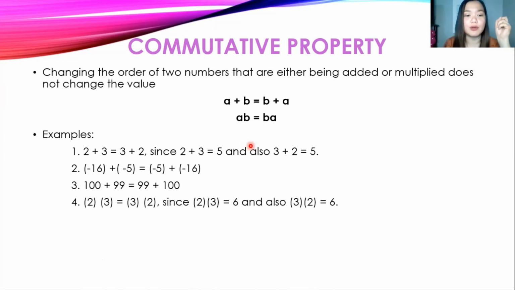So let's have the fourth example. It's multiplication this time. 2 times 3 equals 3 times 2, since 2 times 3 equals 6, and also 3 times 2 equals 6. And then, negative 4 times negative 15 equals negative 15 times negative 4. It's still the same because their product is what?